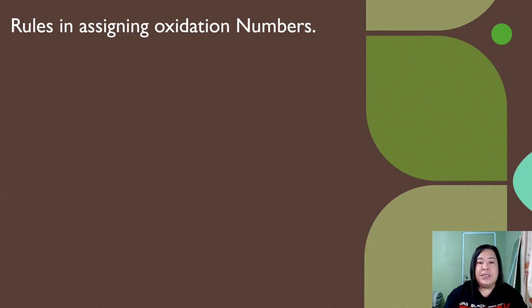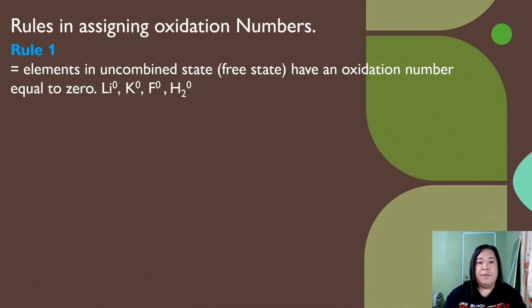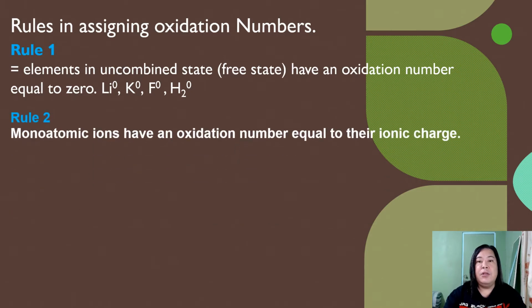Okay, so rules in assigning oxidation number. The first rule is elements in a combined state or the free state have an oxidation number equal to 0. Like lithium, so the oxidation number of lithium is 0, potassium, chlorine, and hydrogen gas are all diatomic molecules. All of those elements and molecules have an oxidation number of 0 because they are in their free uncombined state. Okay, rule number 2. Monoatomic ions have an oxidation number equal to their ionic charge.